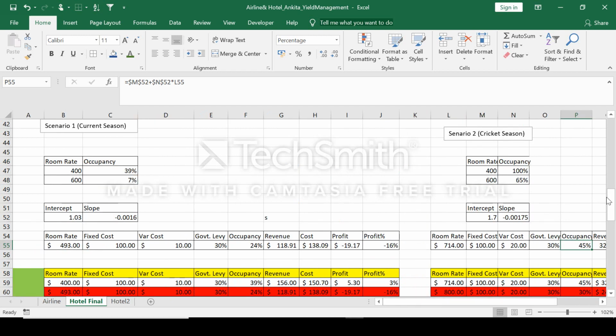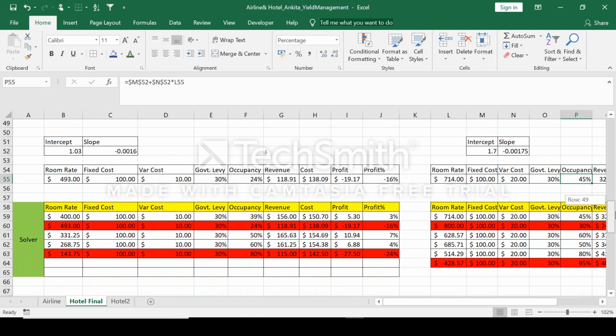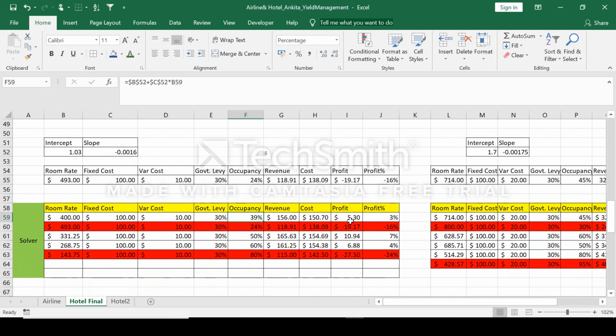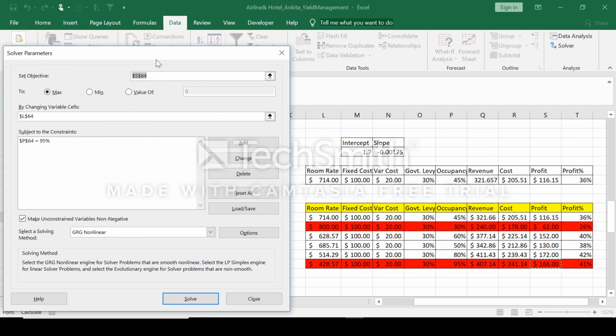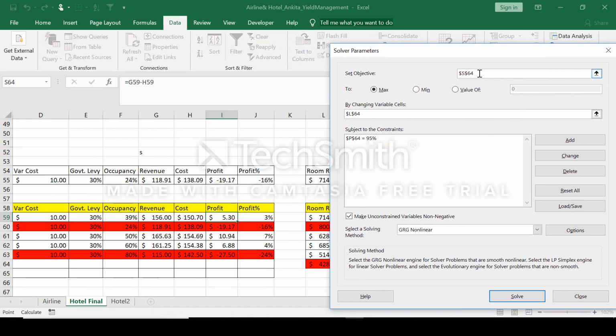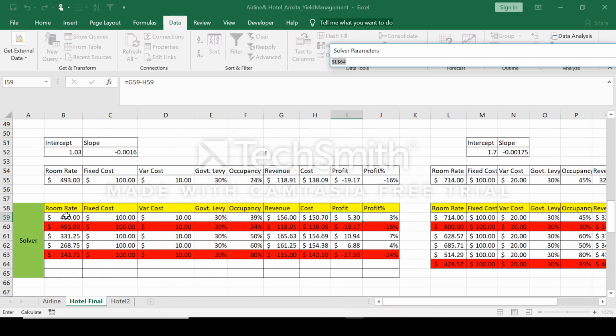But let's check the different scenarios, and so here we used a solver. Say we want to know the profit if we keep the room rate at $400, what would be the occupancy and what would be the profit. So what we do is we go to Data, then Solver. Here we select this point as our objective. We want to maximize it by changing the cell room rate.